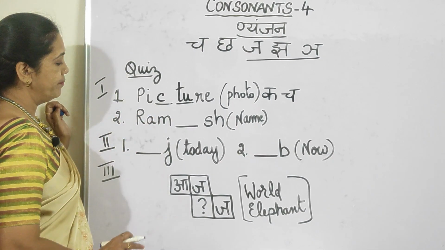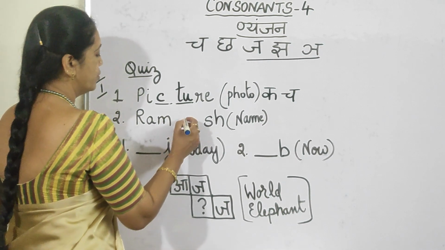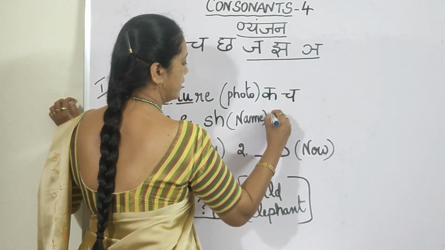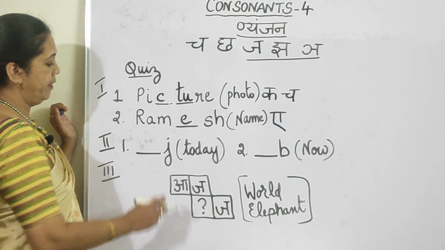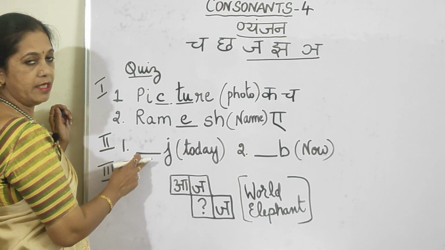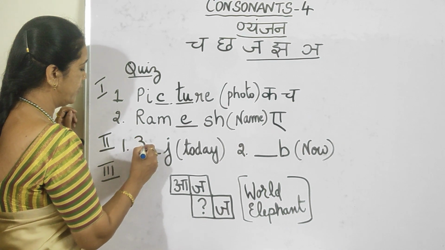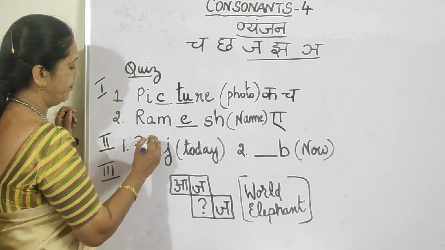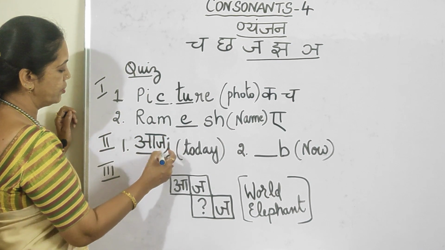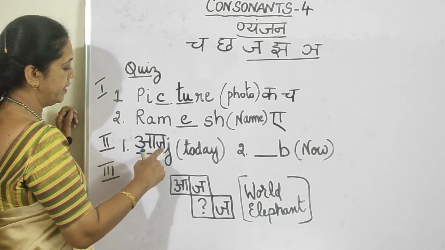Now the next one, RAM-SH. So it is E. Ramesh. So it is A. Now here I have given you the meaning and I have asked you to give me a Hindi letter which starts over here. So it is A. And this is the letter J. So Aj. This is the J letter. So I have given here J, but it is Aj.